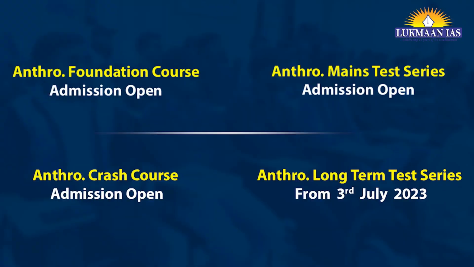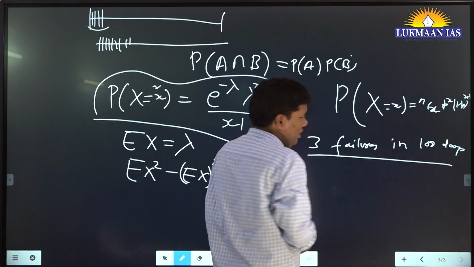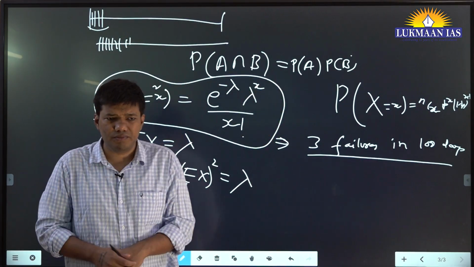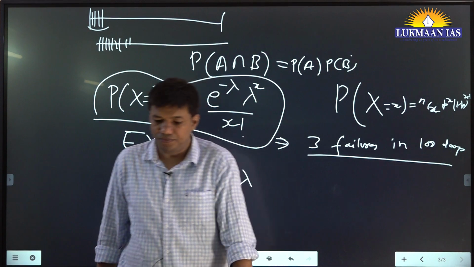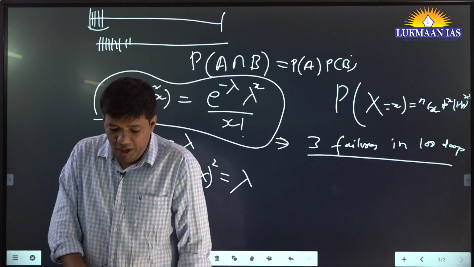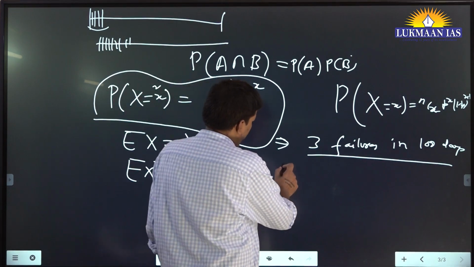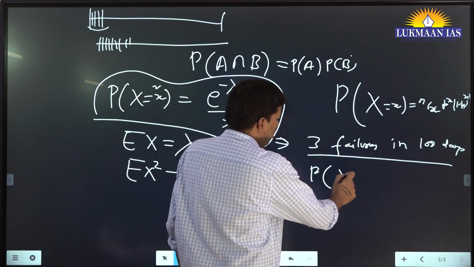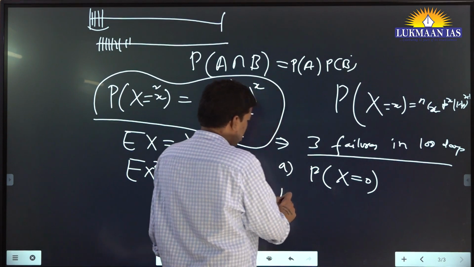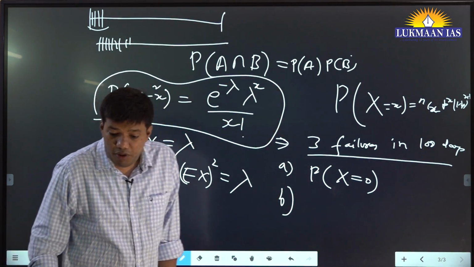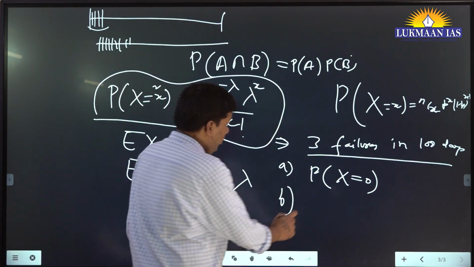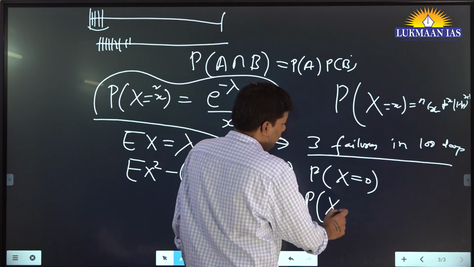Then first question is, this is the computer center and his computer, he observed there are 3 failures within that computer system in the last 100 days. Fine? Okay. First question, what is the probability of no failure on a given day? Second, what is the probability of one or more component failures on a given day?